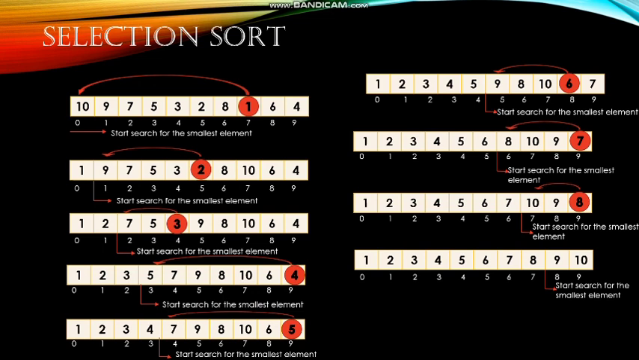So let's see. The steps will be: we have to search for the smallest element and then swap it to where we start our search. So that is selection sort.